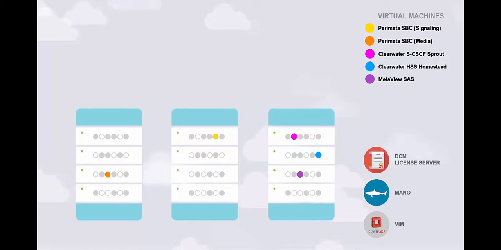Running alongside these components, the MetaView Service Assurance Server is employed to deliver real-time, proactive analytics and diagnostics, monitoring all aspects of the communications service.